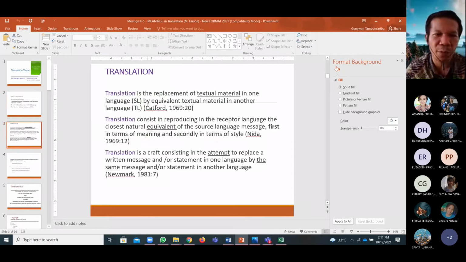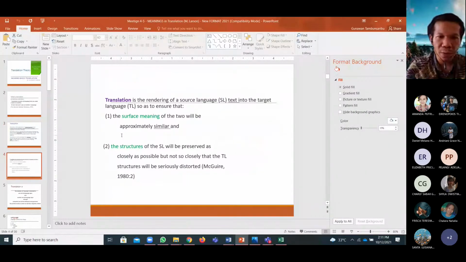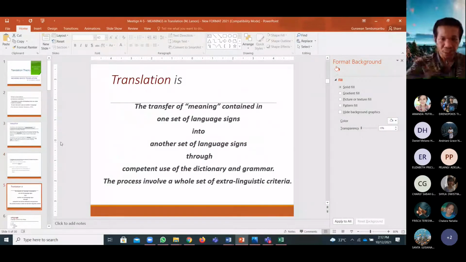And again, you see here from Catford also, and Nida and Newmark, they mentioned that translation is the replacement, the production, and also the attempt to transfer the same meaning into another language. So they have similar definitions, meaning that even though they use different words, generally the main goal is the same. Okay, so I will skip this. This is still about translation definition. Generally, translation is the transfer of meaning.